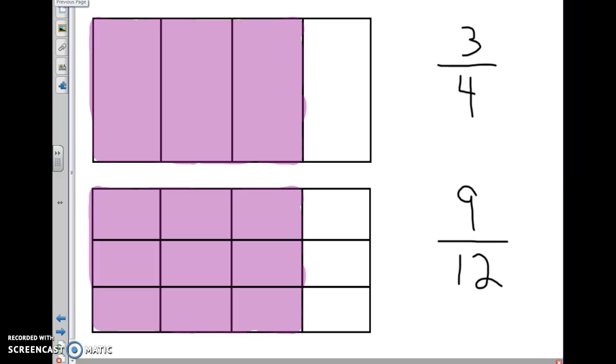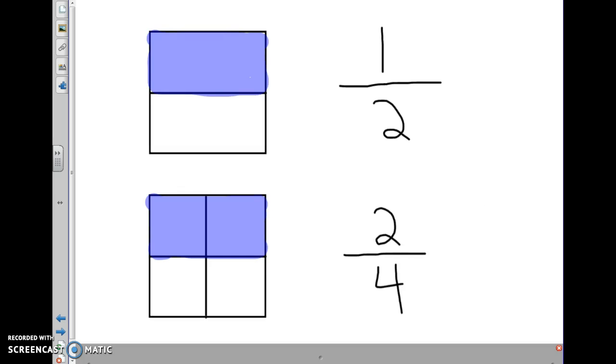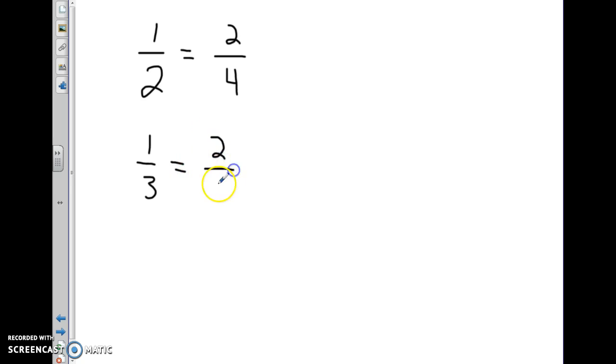I want to do a quick thing here. I want us to look at this. So we have 3/4 is equivalent to 9/12. 1/3 is equivalent to 2/6. 1/2 is equivalent to 2/4. I'm going to write those down real quick here. So 1/2 is equal to 2/4. 1/3 is equal to 2/6, and what was the other one? 3/4 is equal to 9/12.